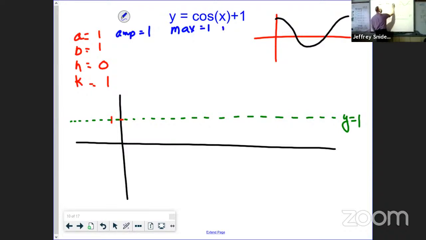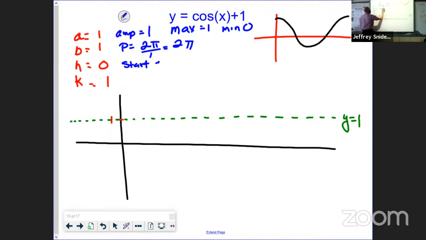Minus that, so I'm going to be at 0. So my maxes are at 1, my mins are at 0. B is the period, so what do I know? I know the period for this is 2 pi over 1, which is just 2 pi. So it's got a regular cycle as far as how long it's going to take. And H, there is no shift left or right, so that means it's going to start at 0 and it's going to end at 2 pi.